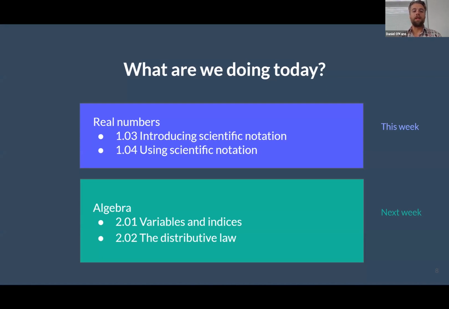So what are we doing today? This week, we're continuing our work on real numbers. If you were with me last week, we did indices and we looked at index laws. We're going to apply some of those index laws now when we talk about scientific notation, and that's what we'll be doing today. It's actually lessons 3 and 4 from chapter 1 of the Mathspace Australian Year 9 curriculum. Next week, we're going to start our work on algebra. I'll start working with variables, just a basic introduction to algebra, and then how indices can apply to that. Then we'll also start working with the distributive law, so that's expanding brackets and factorizing. So that's for next week.